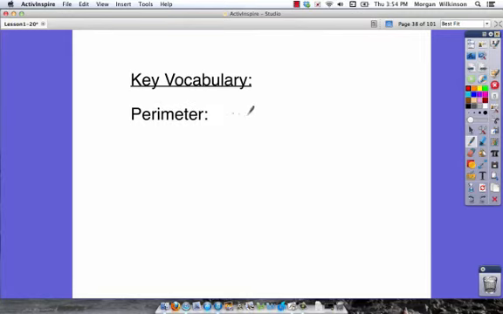Now our key vocabulary word for this lesson is perimeter, and hopefully you've got that definition. The definition of perimeter is the distance around a shape, and we could find the perimeter around any type of shape. Be sure you take the time to put this key vocabulary word into your notes so you have it to refer back to if you ever have a question about what perimeter is.